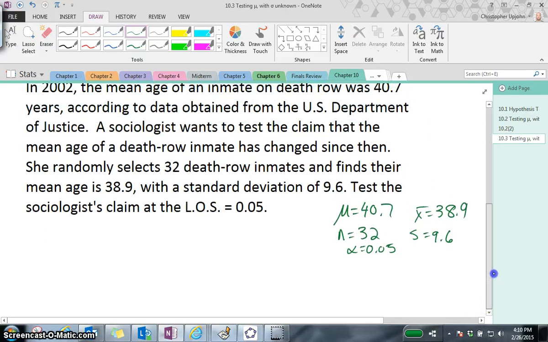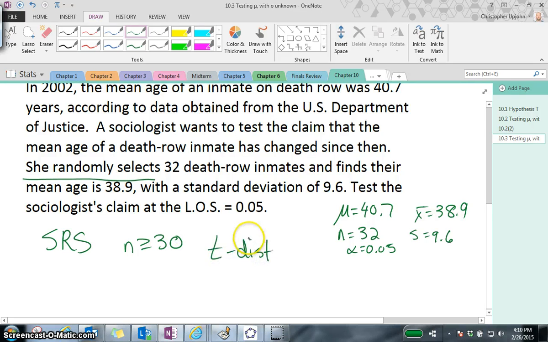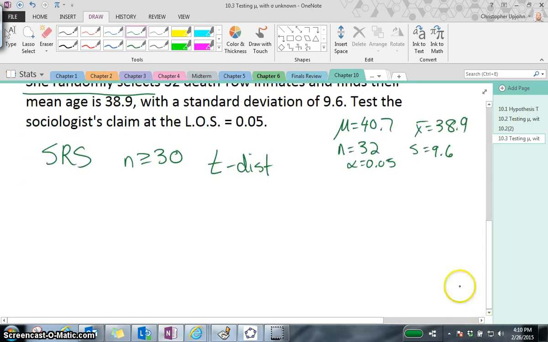Now, this is a simple random sample because she randomly selects, and because n is greater than or equal to 30, our sample is normally distributed. We can use our t distribution. So the first way we're going to look at is the confidence interval.